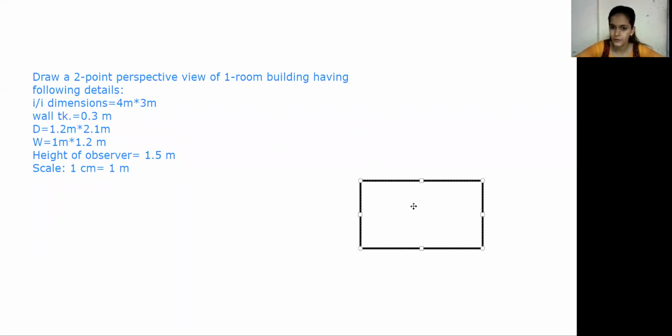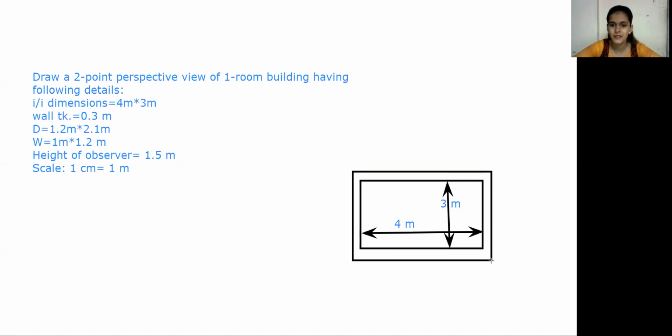Suppose this is the room. Now what we have to do? We are going to measure it from inside. So suppose that this is 4 meter and this is 3 meter. But if we are going to measure it from the outside, there is a wall between that. And here wall thickness is given 0.3 meter.